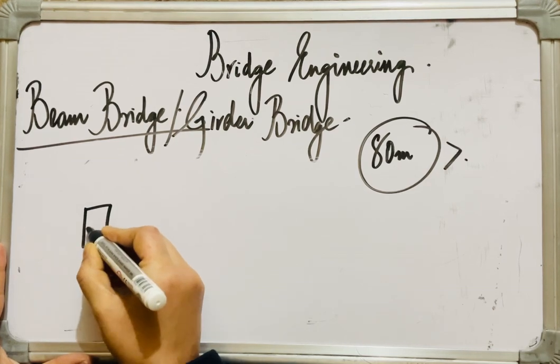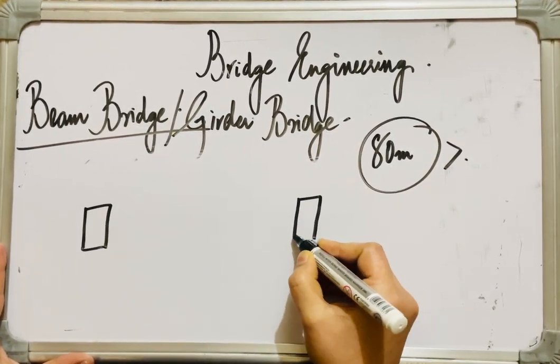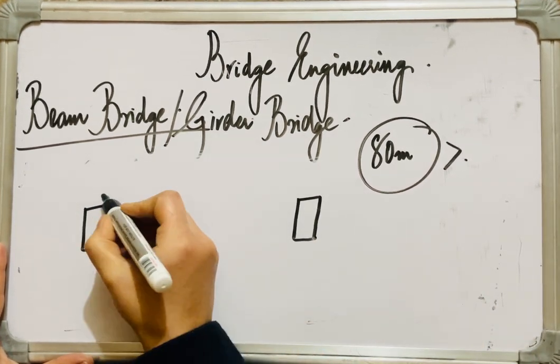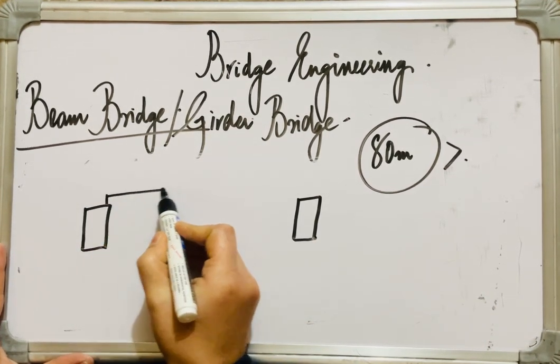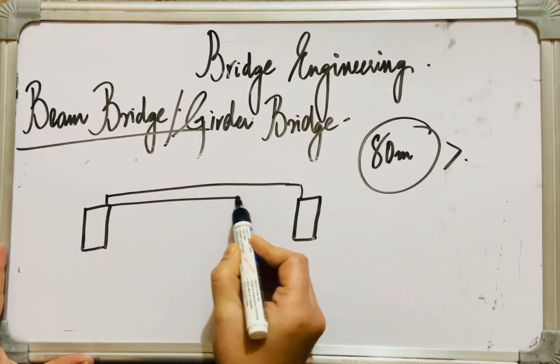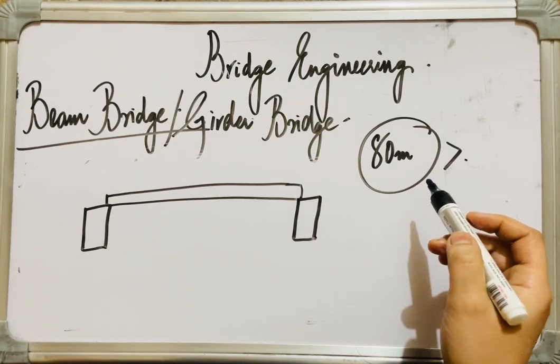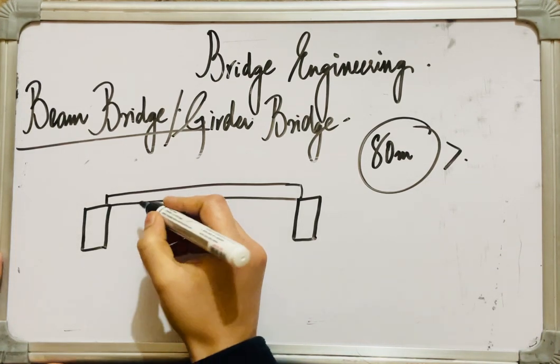This is one abutment. This is another abutment. This is for a long span of 80 meters in length. You need a cross beam or parallel beams that will support the deck. And if this span is above 80 meters, you need to add piers.